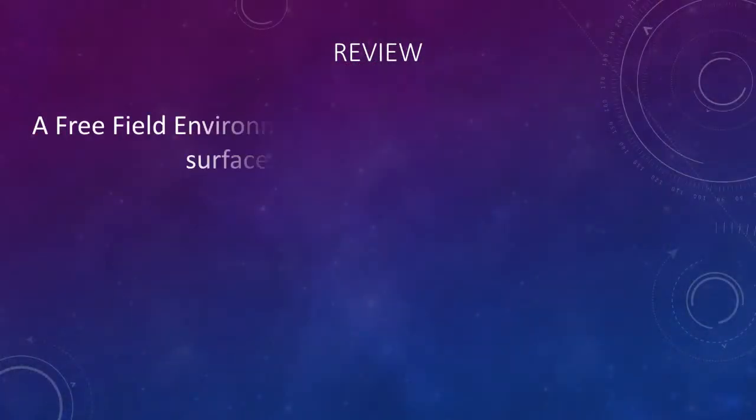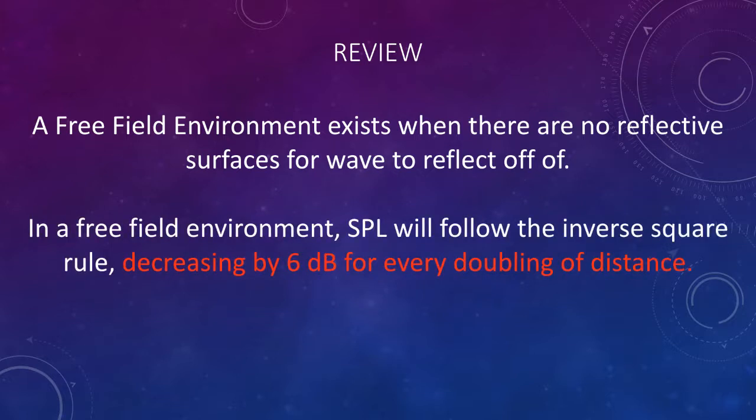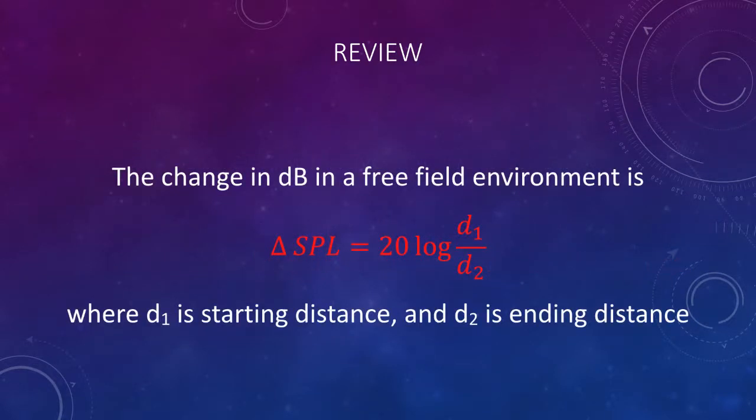To review, a free field environment exists when there are no reflective surfaces for a wave to reflect off of. In a free field environment, SPL will follow the inverse square rule, decreasing by 6 dB for every doubling of distance. The change in dB in a free field environment is 20 log d1 over d2, where d1 is the starting distance and d2 is the ending distance.